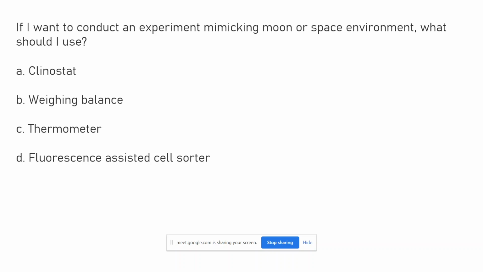So now moving on to the next question. If I want to conduct an experiment which is mimicking moon or space environment, what should I use? An important thing to consider here is mimicking moon or space environment. That means the gravity is going to be zero or very less. So this is the hint in the question. Now the options are clinostat, weighing balance, thermometer, or a fluorescence assisted cell sorter. So you can write your answers in the chat box.